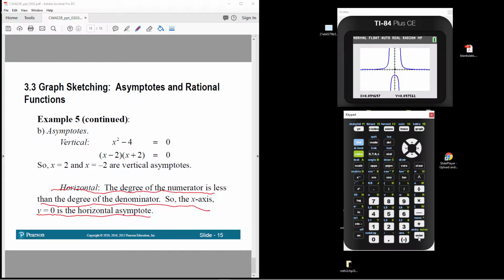And for the horizontal asymptote, notice it says the degree of the numerator is less than the degree of the denominator, so the x-axis is the horizontal asymptote. And notice in this case it doesn't cross the line y equal to 0. So in this case, it doesn't cross the asymptote. That's why it says it may or may not cross the asymptote.